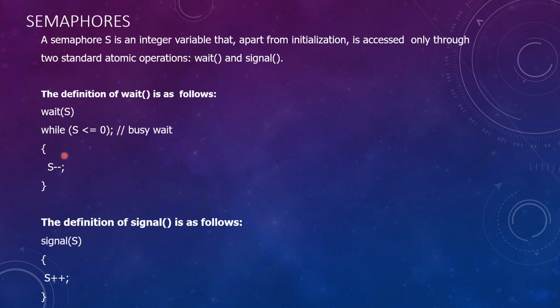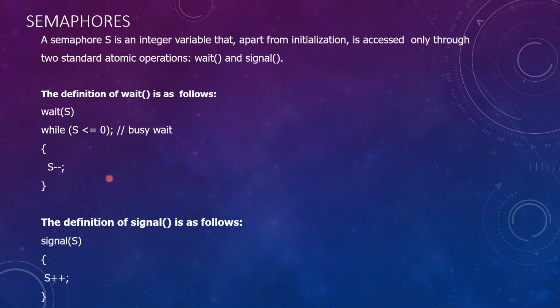So we'll get into the wait definition. For wait of S, you have a while loop with S less than or equal to 0 as a condition. What is the meaning of this? The meaning is there is no resource available in the system, because here it is given as S less than or equal to 0, which means there is no availability of resources. The process which requests to use the resource must wait because the resources are not available.